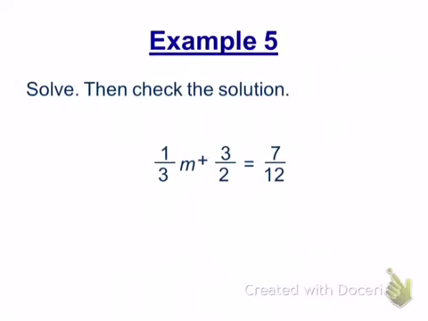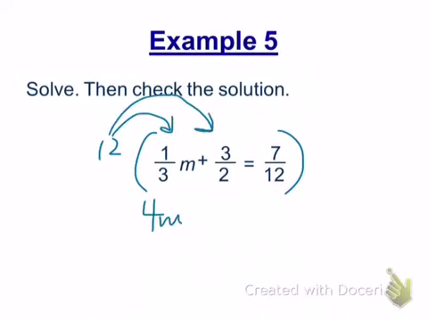All right, so we're going to multiply by what here? 12. And we're going to get 4m. 12 times 3 halves: 2 goes into 12 6 times, 6 times 3 is 18. And that's 7. Fractions are gone.